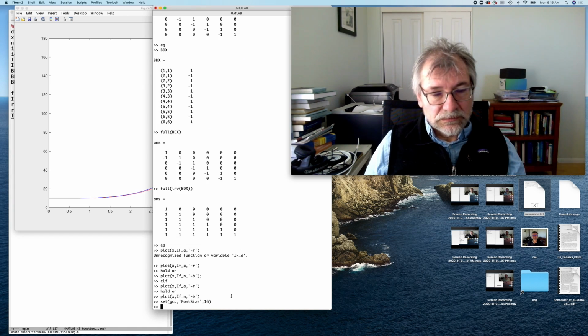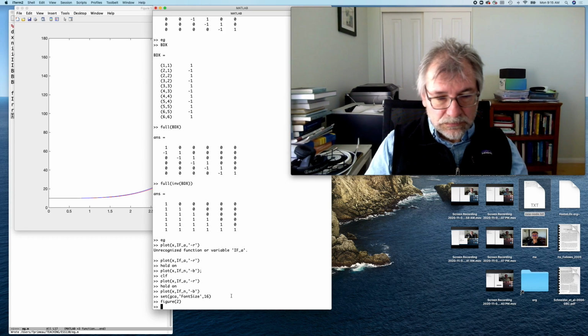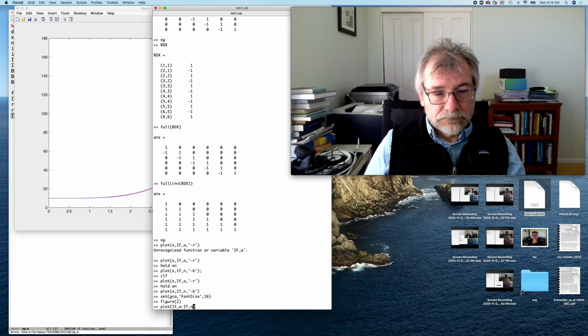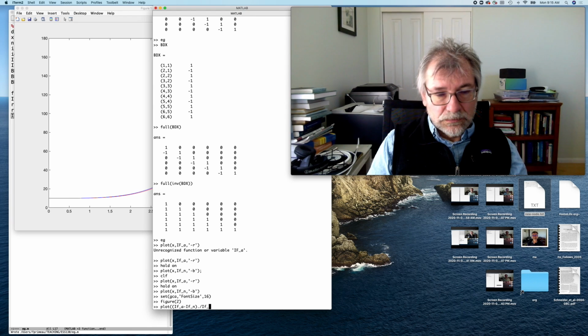so let's plot the relative error. Figure 2, plot IF analytical minus IF numerical, divided by IF analytical, and then x and times 100 to get a percentage error.